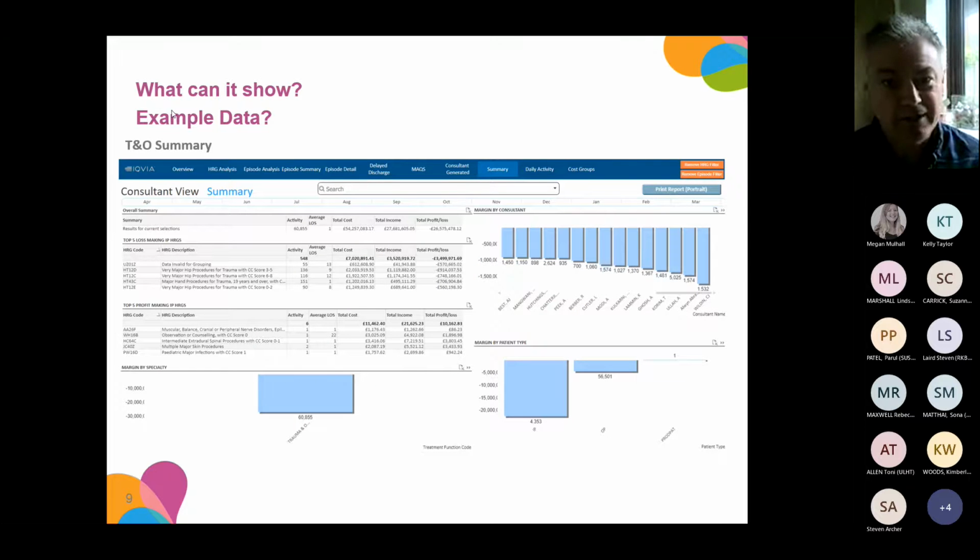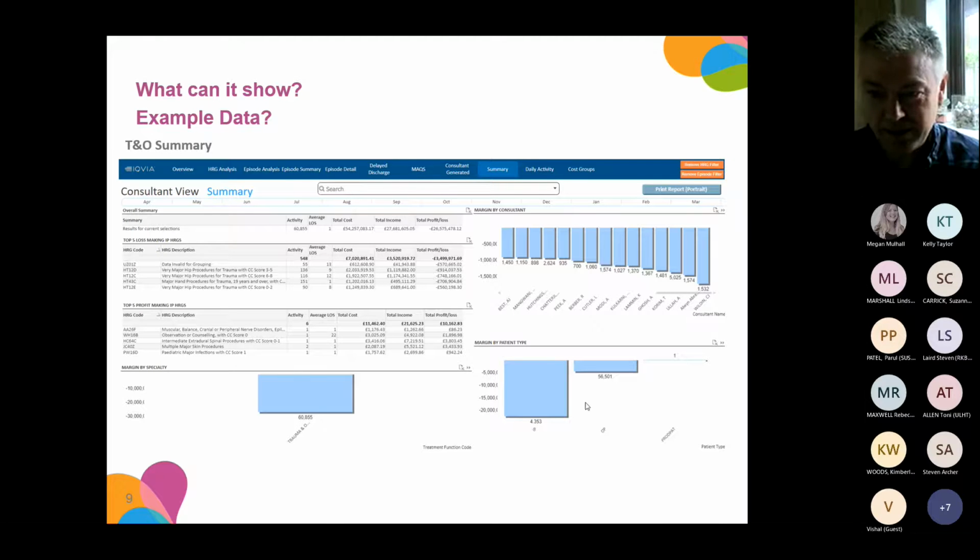So what can it show? Here's some examples. This is a summary report that is showing at HRG level where our top loss-making HRGs are, and the top 5 profit-making HRGs within a certain specialty. We can look at cost by consultant, or length of stay by consultant, or income by consultant, and we've grayed out some of the consultant names there.